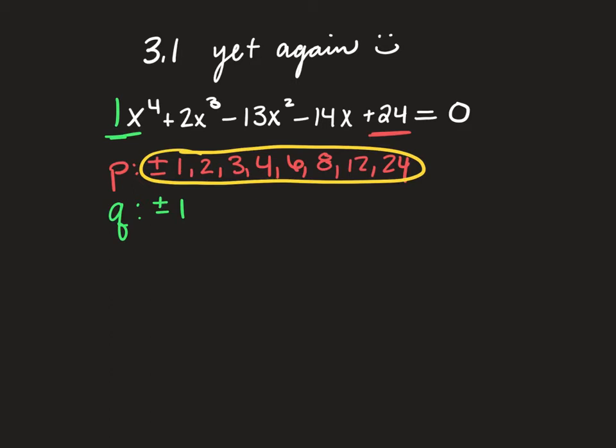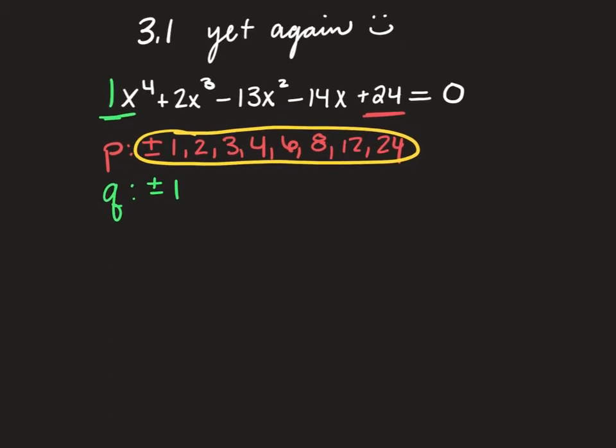So you can really do this one of two ways. You can take the number and plug it in. So let's say we're going to plug in a positive 1. Right, so we can do 1 to the 4th plus 2 times 1 to the 3rd minus 13 times 1 squared minus 14 times 1 plus 24. Work that out, see if it equals 0. Or, which a lot of people prefer, you can just go straight to synthetic division. So we can just try to synthetic divide a 1 in.